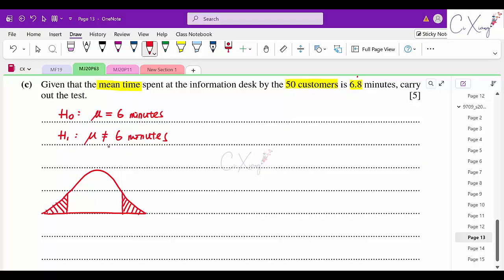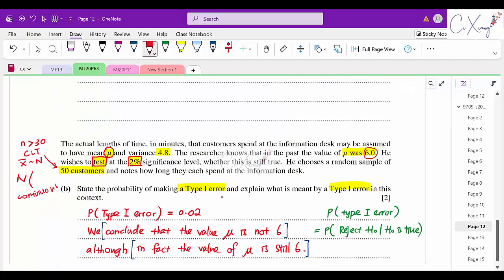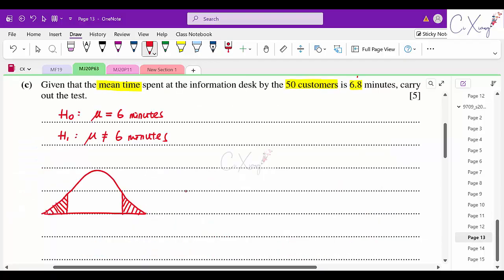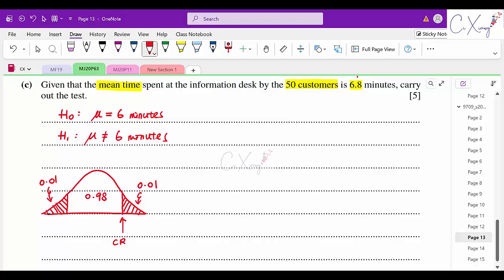And what is the area for these two rejection regions? It is equal to the significance level. And in this question, the significance level is 2%. I want to divide the 2% into two parts, which means that each part will give you 0.01, 1%, so 0.01 in probability. This is also 0.01. Then what happened to the center part here? It will be 0.98. What do I want to find? I want to find the critical value in this case, and this is the critical value, Z.